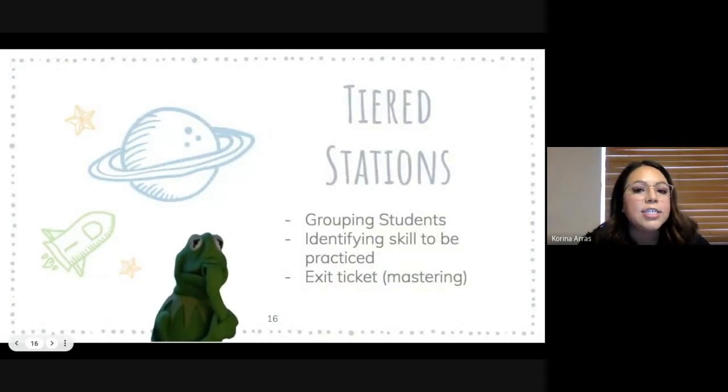So now I'm going to go a little bit in depth on how we make these tiered stations, because I won't lie to you, they are a little bit intimidating at first, but once you make a couple of them and you do a couple of the skills, they get easier because you have a skeleton, and it's a matter of just deleting what you had before and plugging in the new material for that specific skill.